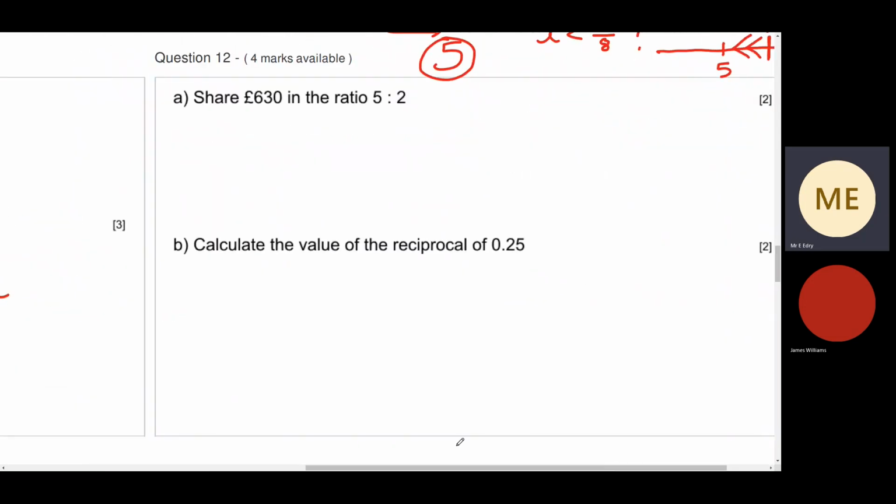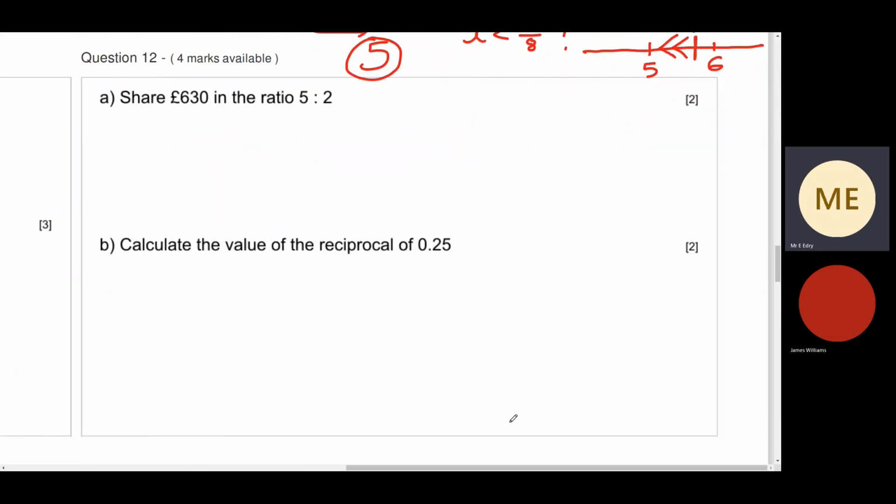So what we want to do is share £630 in the ratio 5 to 2. So what that means is I need to think about how many parts I have, okay? So imagine I'm sharing between 2 people, so Alice and Bob, say. Because it's a ratio 5 to 2, that means that Alice has got 5 parts. Let's draw this a bit better. 3, 4, 5. And Bob has got 2 parts.